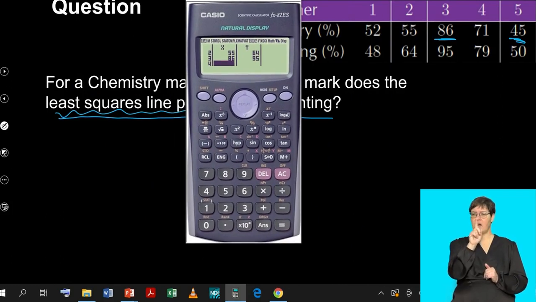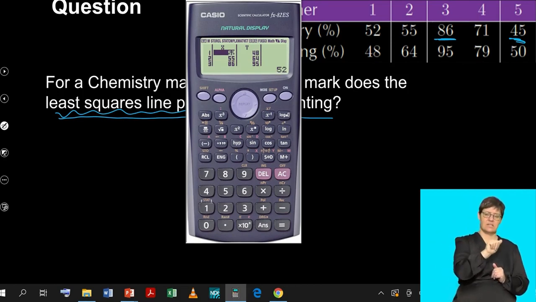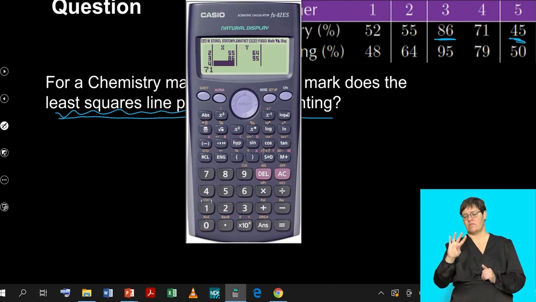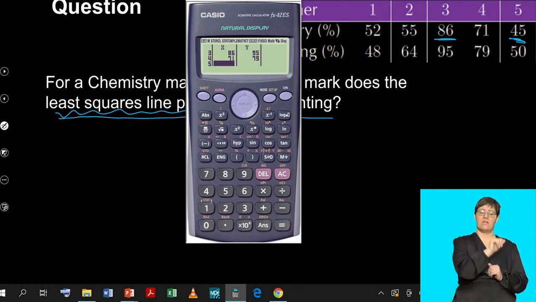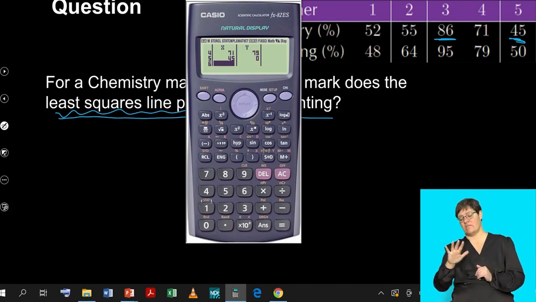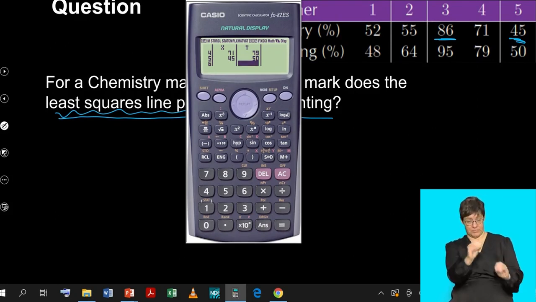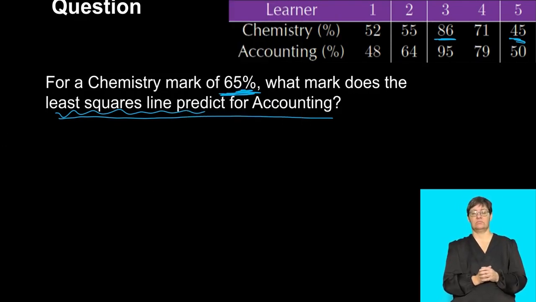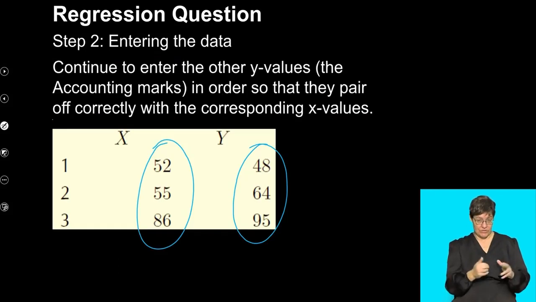So the first one is 52, 48, check. Then 55, 64, 86, 95. The fourth one we have 71. Agreed? Equals. After 71, we have 79. Equals. The fifth one, lastly, is 45, equals. Then I move my cursor that side, I get 50, equals. That's my data. Are we together? That's where we are. We've entered our data now. After entering our data, this is what you must see.